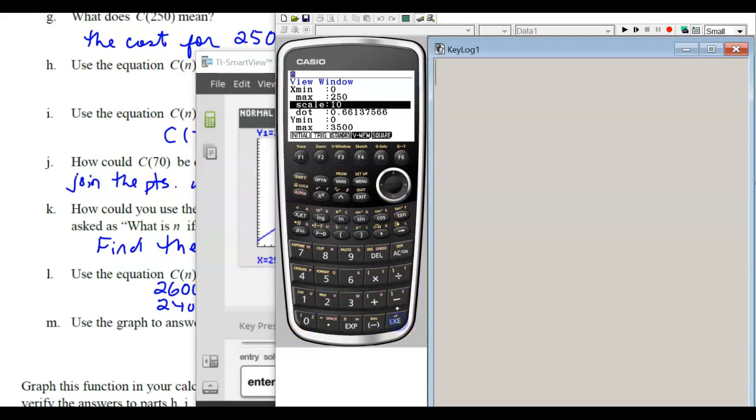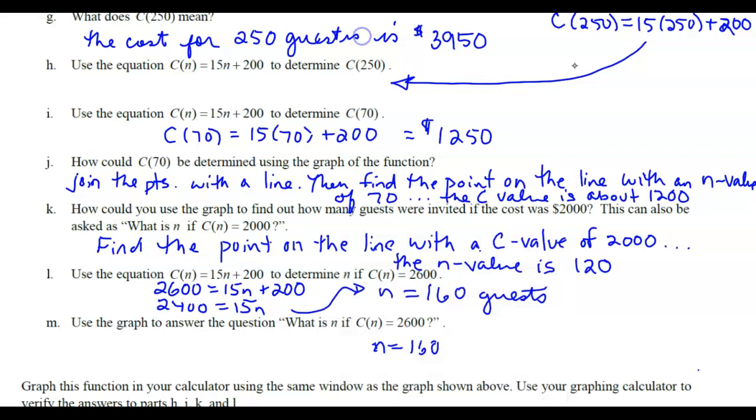Okay, execute that, exit back, draw it. G-solve, arrow, calculate Y for X is 250, and it tells you what it is, okay? 3,950. So we've done that.